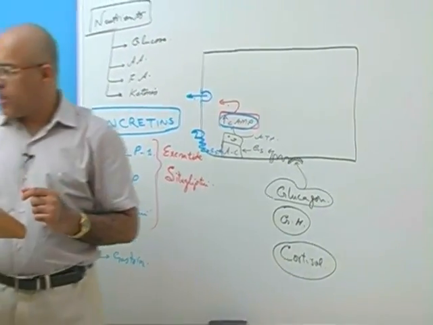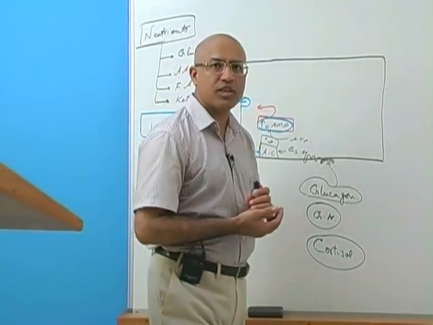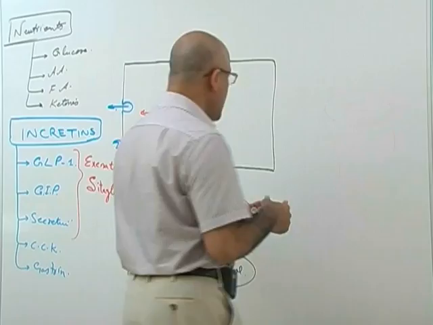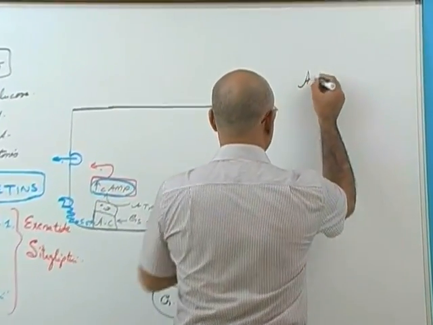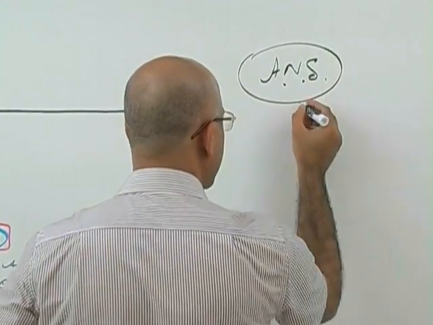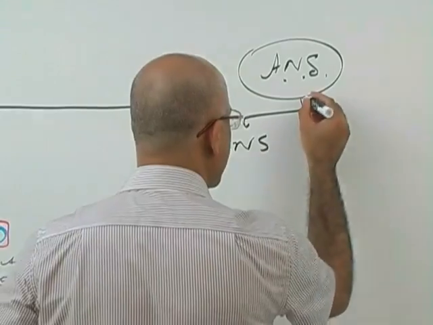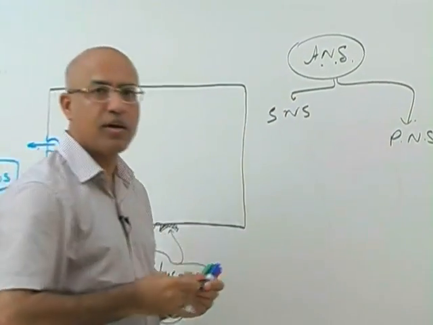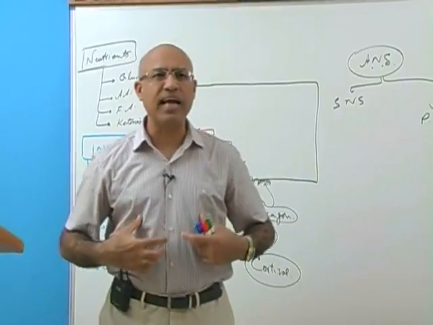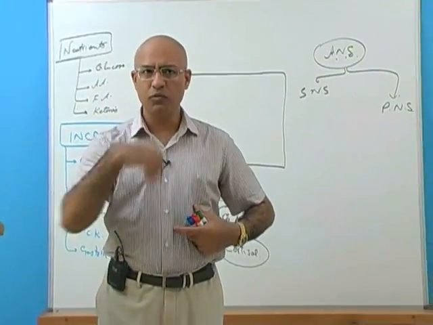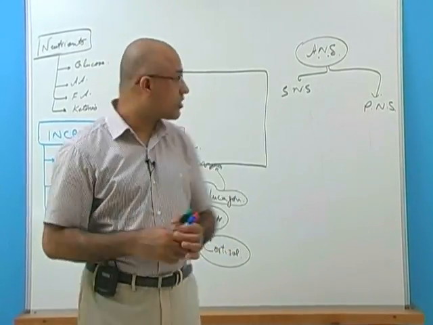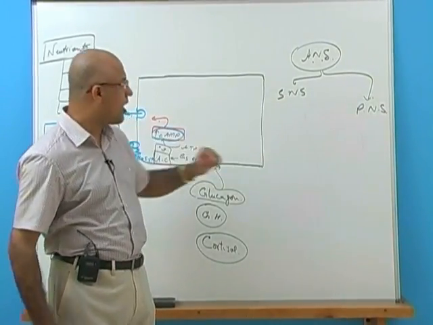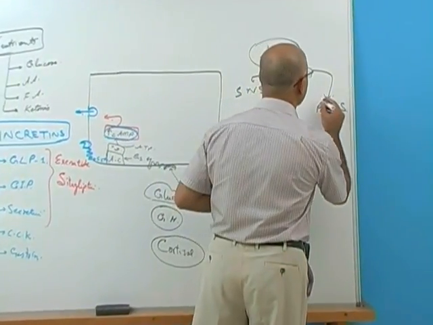Am I clear? Now we come to another factor which regulates the release of insulin, that is the autonomic nervous system. Now, as you know, the autonomic nervous system has two units: the sympathetic nervous system and the parasympathetic nervous system. You must know that the parasympathetic nervous system is activated when you have taken food, but the sympathetic nervous system is activated when there is some sort of crisis. Now, first of all, we see the role of the parasympathetic nervous system.